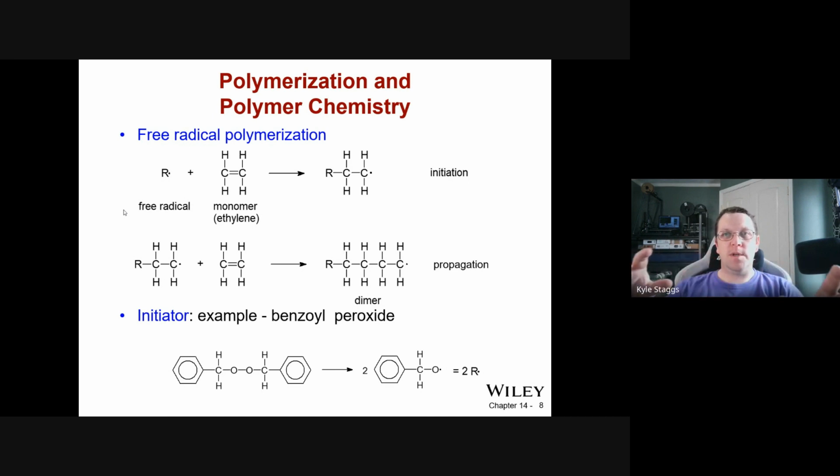So the initiator can be all different sorts of things. One of the examples that they use is benzoyl peroxide. Anybody offhand know where that compound is used most often? Anyone? Bueller. No? I don't see anyone hazarding a guess.